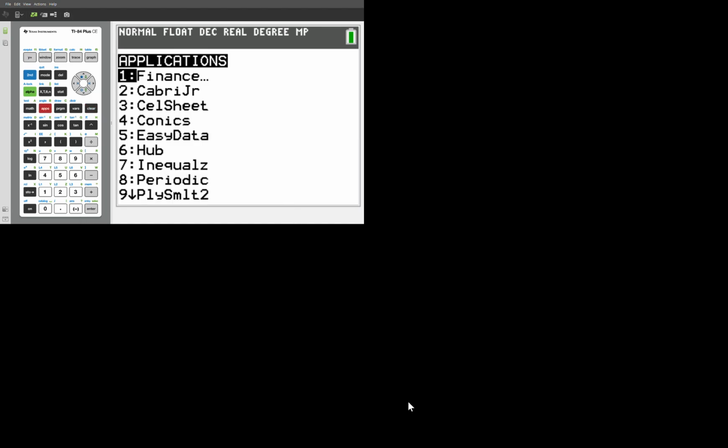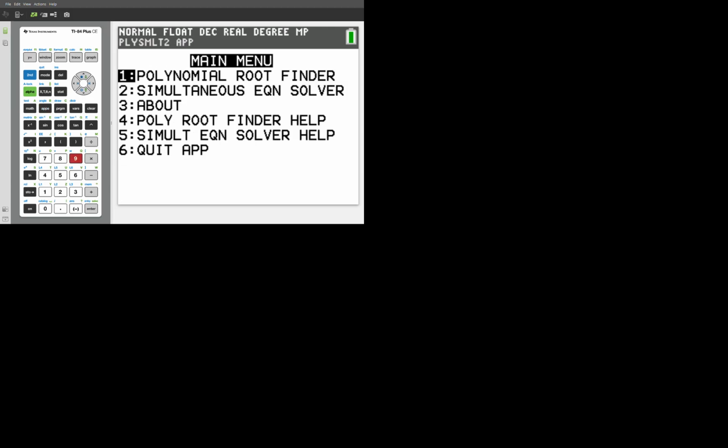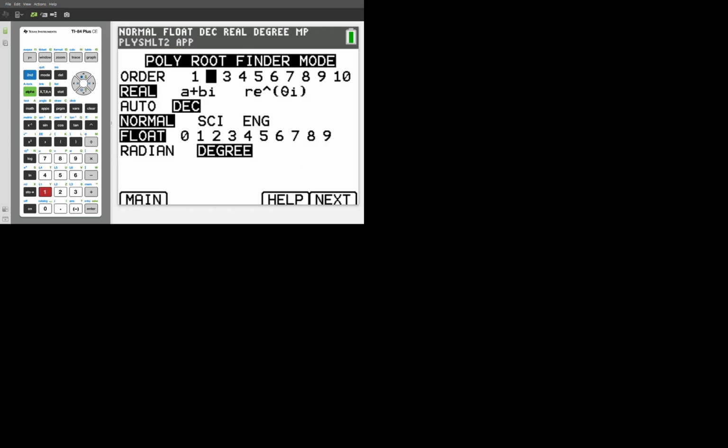and you want to find the one that says PLYSMLT, and for me it says 2, and I think everybody should have a 2 on it, but if you don't have the 2, that should be okay anyway. It's basically a polynomial simulator. So the easiest way to do that is to literally just tap the number. So that was 9. And now we want the polynomial root finder, which is going to be 1.